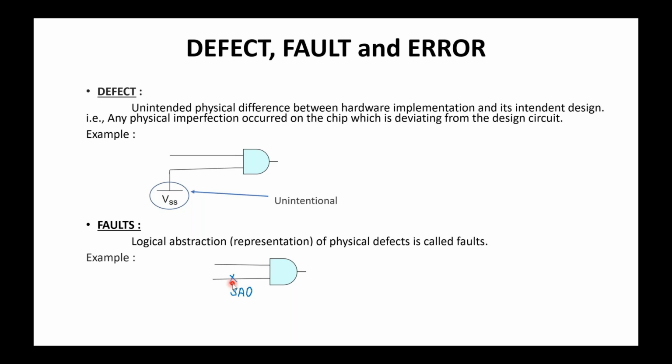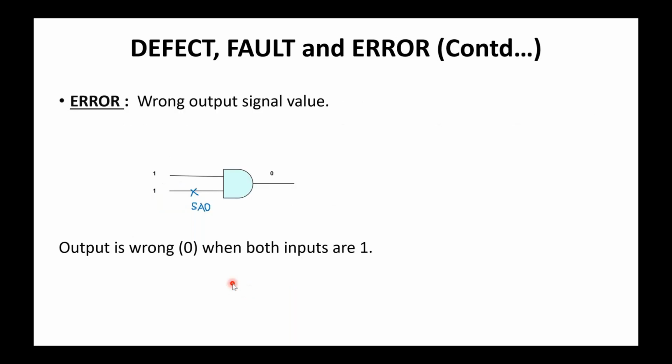Next is error. An error is when we get a wrong value at the output. For example, here we are giving a pattern of 1 1, but as this net is tied to ground, the output value will be 0. Getting a wrong value at the output because of a defect or fault is called an error.